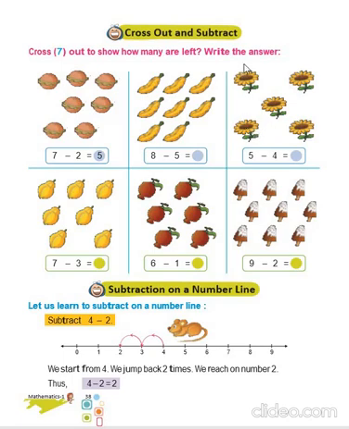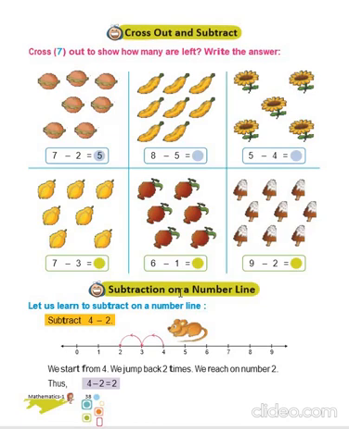We have some flowers, out of which if we take some away, how many will be left? 7 minus 3 will be equal to 4. 6 minus 1 will be equal to 5. 9 minus 2 will be equal to 7.